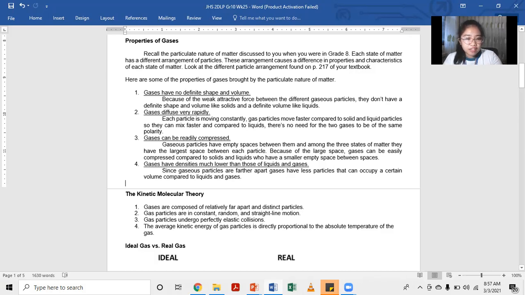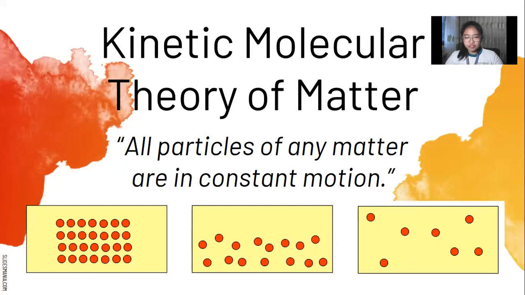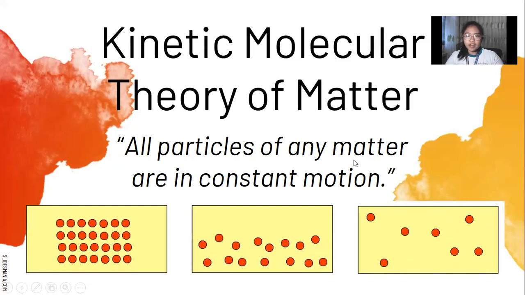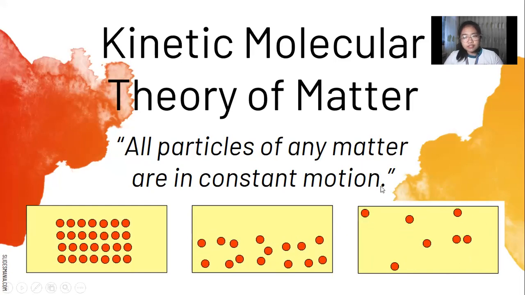Second, gas particles are in constant random and straight line motion. Kapag ang gases natin ay gumagalaw, random siya. Walang nagde-define kung saan siya definitely pupunta. Pero, yung direction ay yung orientation kung paano siya gagalaw is laging straight line motion. Kita ba yun dito? Kumbaga kung napapansin nyo dito, straight line lang yung motion ng ating particles.